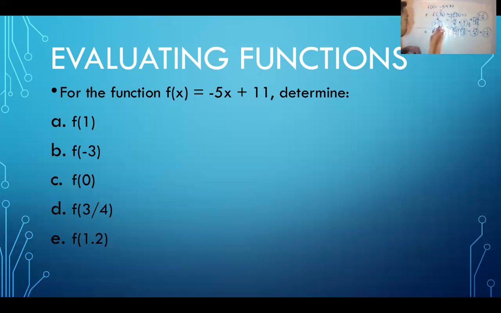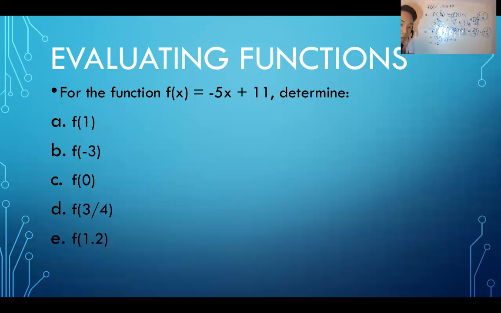Letter E. So we need to find now the f of 1.2, or the function of 1.2. So we will just change x. So I will copy -5. X will become 1.2 plus 11. So what is -5 times 1.2? This one is positive, so I will make it negative. All right, 1.2 times 5, that is 6.